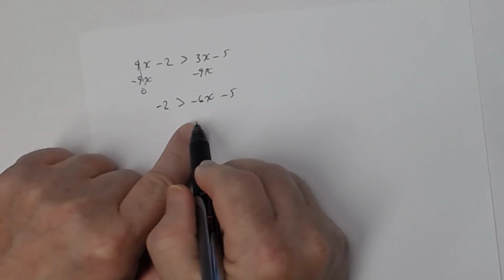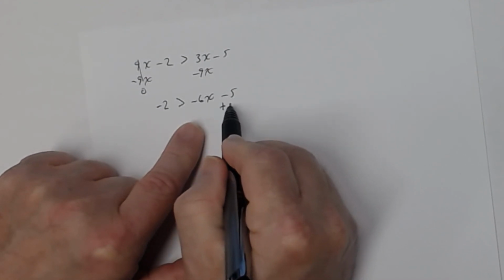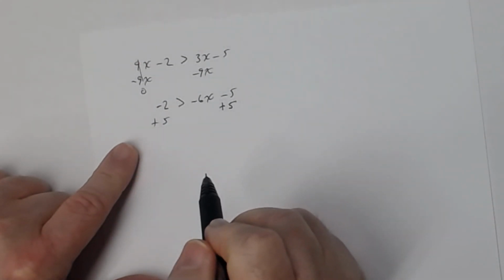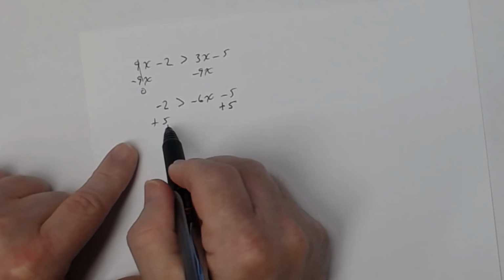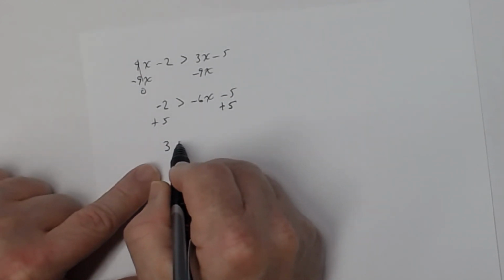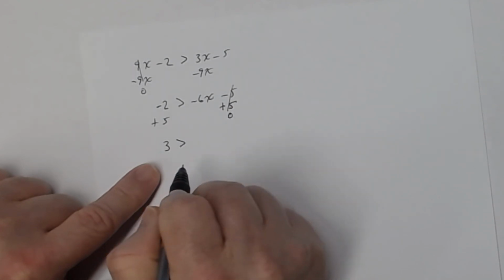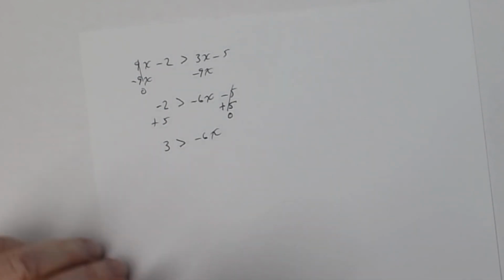Then to get that negative 6x by itself, right now I'm subtracting 5. The opposite of subtracting 5 is to add 5. I'm going to do that to both sides. Combining like terms, negative 2 plus 5 is 3. So I get 3 is greater than, and then negative 5 plus 5 is 0 here. So negative 6x and 0 is a negative 6x. So that's where I'm at.